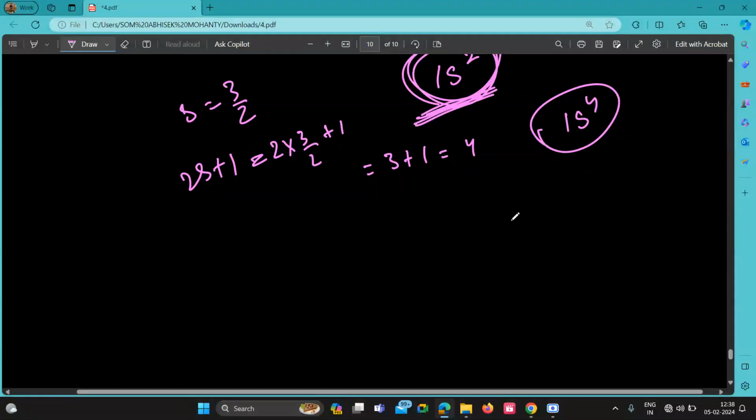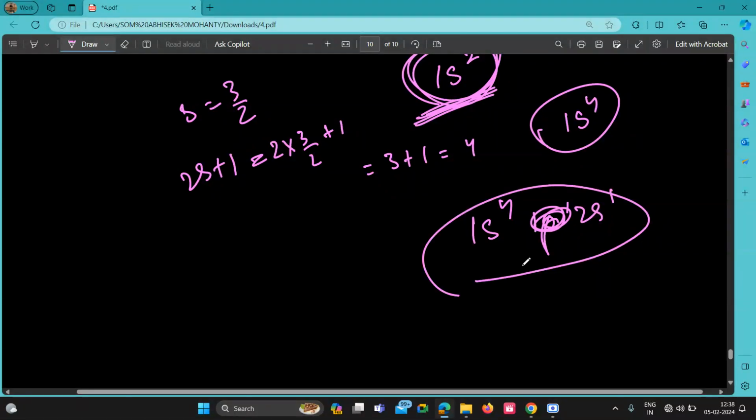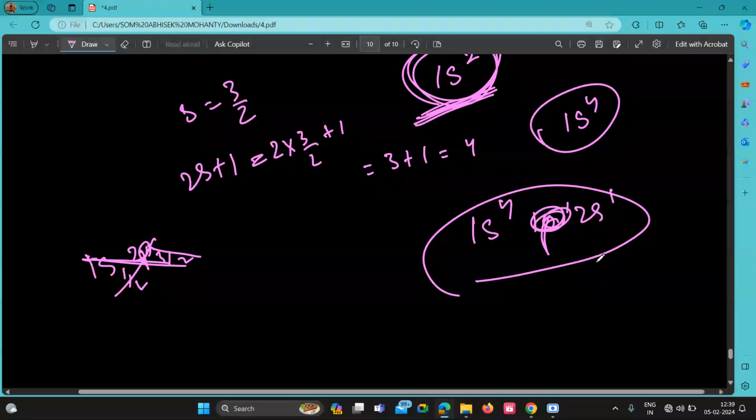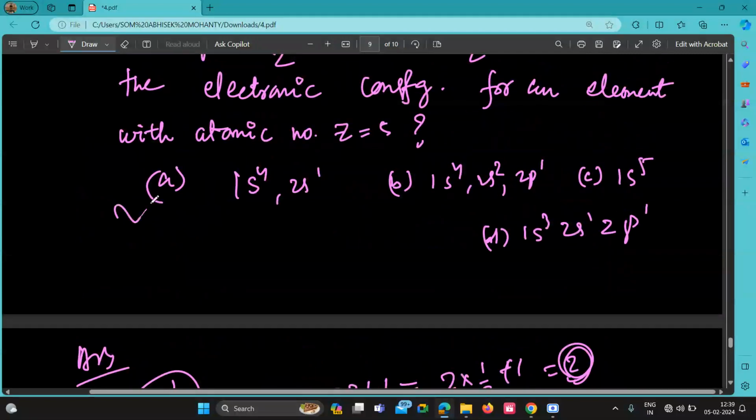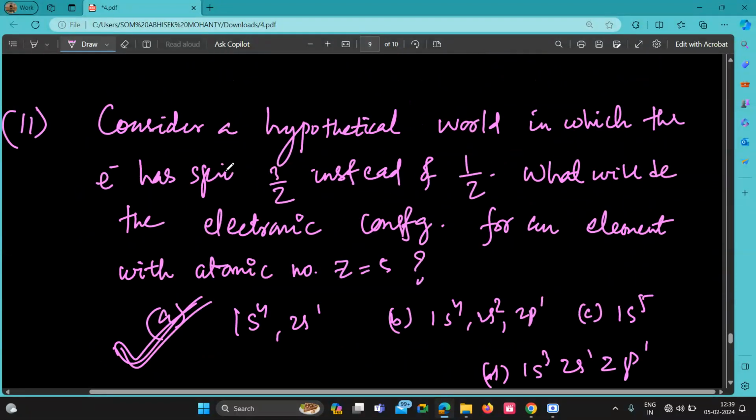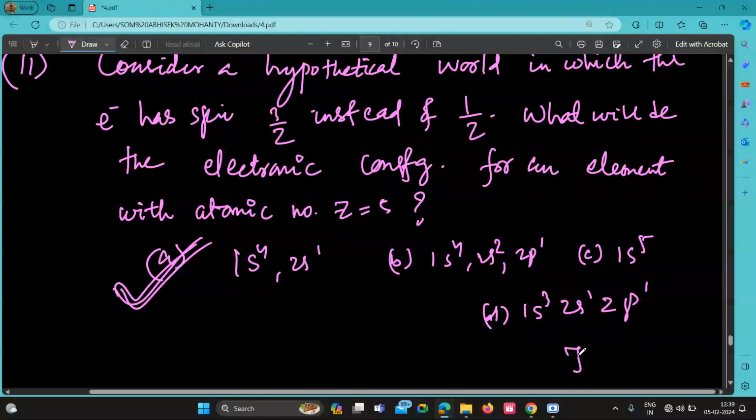So how many electrons are left? 1. After 1s, what is there? Sorry, it is 1s4, 2s1. That is the atomic configuration. I'm really sorry, I did this as 1s is half, 2p is 3 by 2, that way I did. So 1s4, 2s1. So option A is correct. This came in JEST 2018.